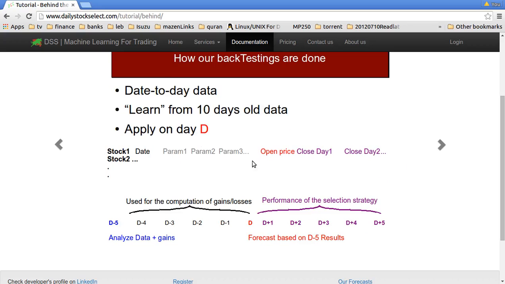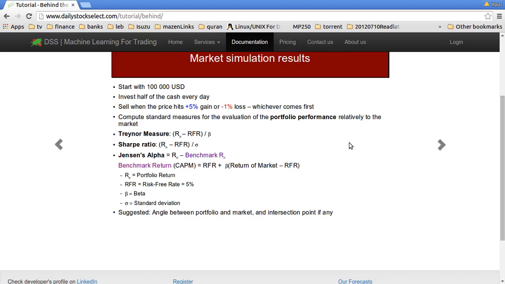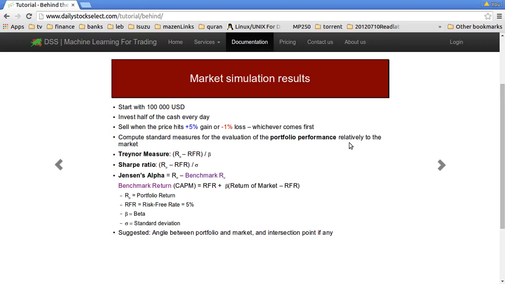Then the stocks and their parameters plus their future prices are entered in a giant database for the learning step. Trending features are collected in order to pick stocks having them on the forecasting day. The difference between the winners and the losers distributions lead to the winning spots in each parameter. Combinations of these winning spots decide which full features can be called winners: C1, C2, C3, etc. The DSS algorithms will search then for stocks having all necessary winning features.